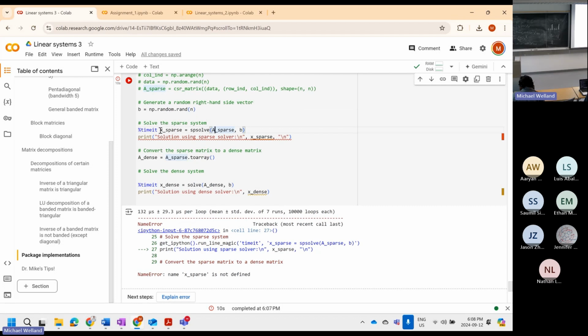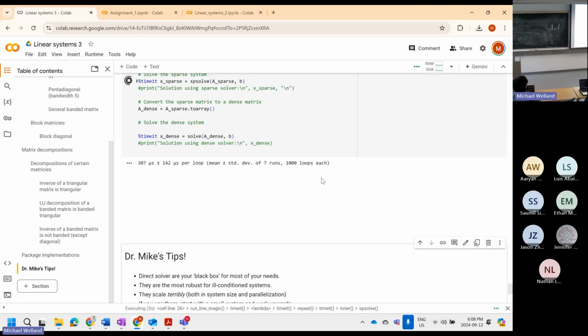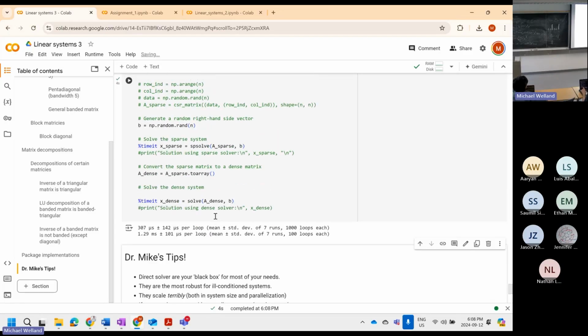I don't understand what's wrong here. So these lines were just spitting out the solution anyway. So let's just try and see if we can get the timers. Yeah, there we go. Okay. So sparse solver takes, what is that, 300 microseconds. The dense solver takes 1.3 milliseconds.